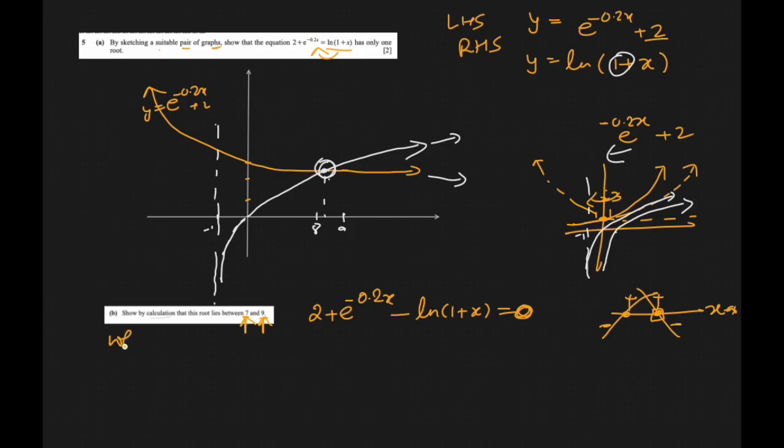So when x is equal to 7, what do we get? 2 plus e to the power minus 0.2 times 7, in place of x we'll write 7, minus natural log of 1 plus 7, 8. Right? And we'll see what amount it gives us.